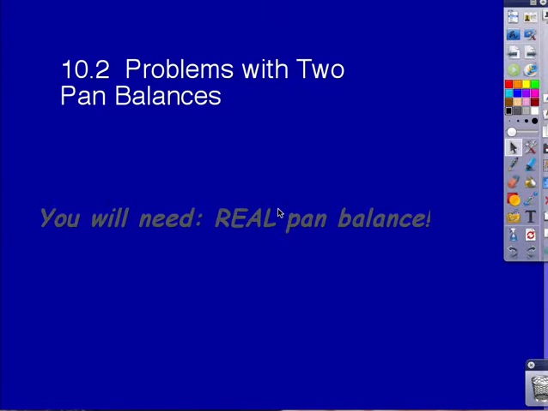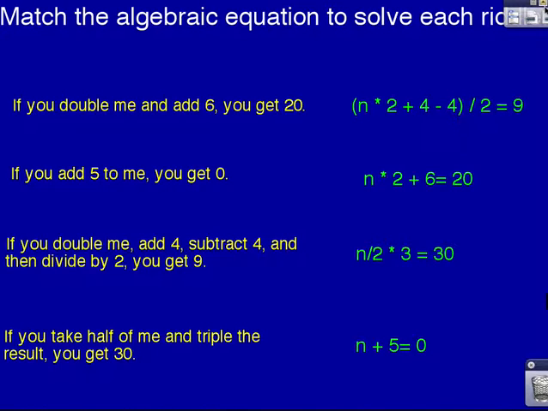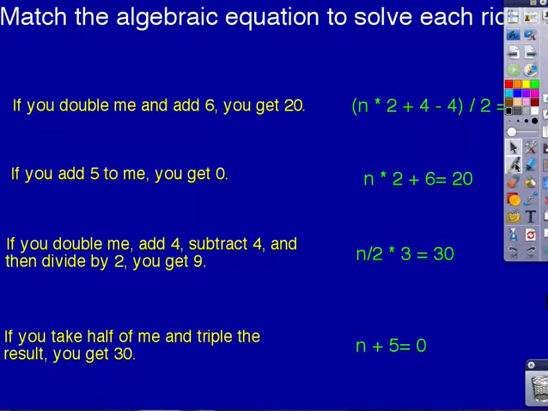10.2, where we're going to continue looking at solving equations with pan balances. First thing, starting out with algebraic equations. Remember, algebraic equations are number sentences that have variables or letters that represent something that is unknown that we typically want to try to solve for. So the first one says, if you double me and add 6, you get 20.